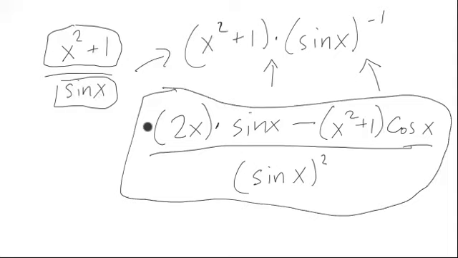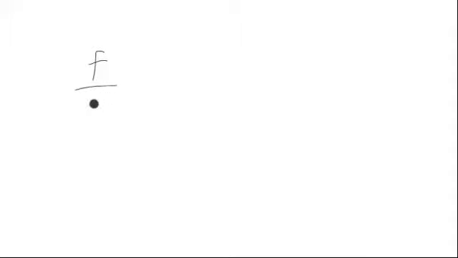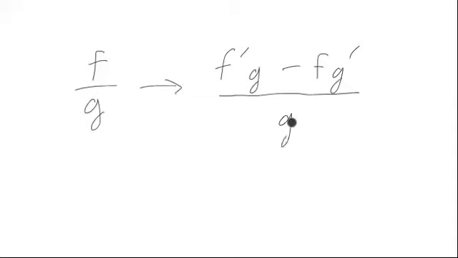Let's review what was done. So we have a function over another one, and its derivative is going to be, notice I'm using an arrow, not an equal sign. It's kind of like a derivative arrow, is going to be something like f prime g minus fg prime all over g squared. Notice where the subtraction goes. It goes when we take the derivative of the bottom. And that's pretty much the rule.